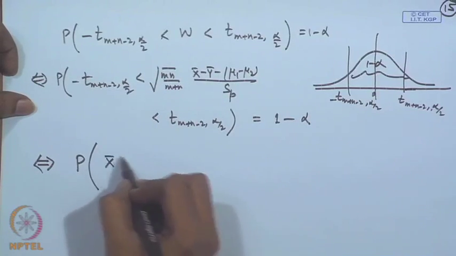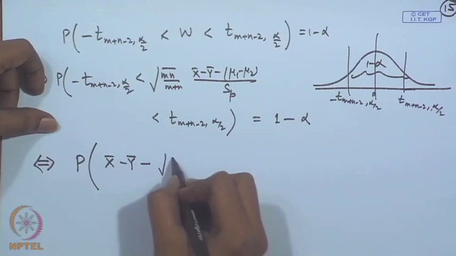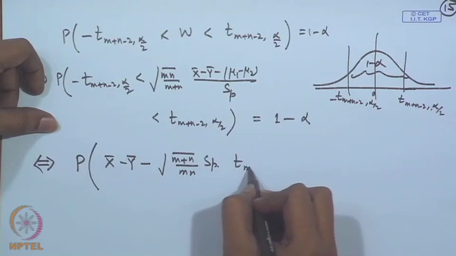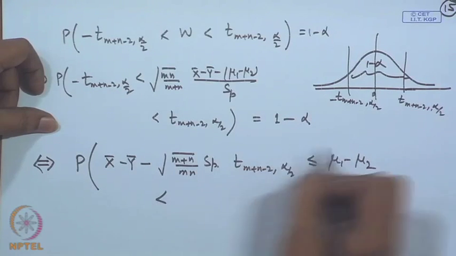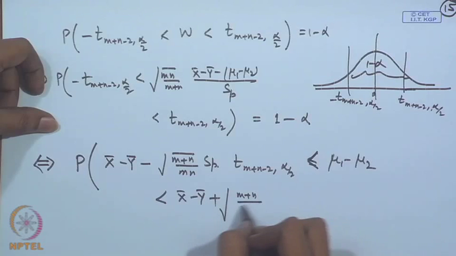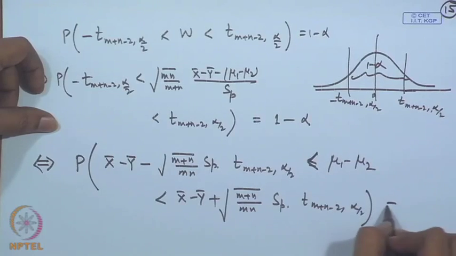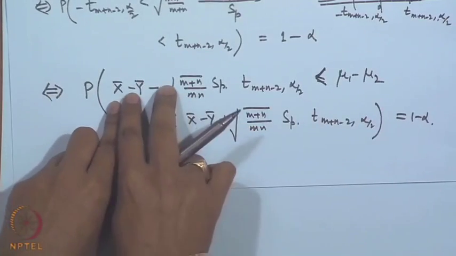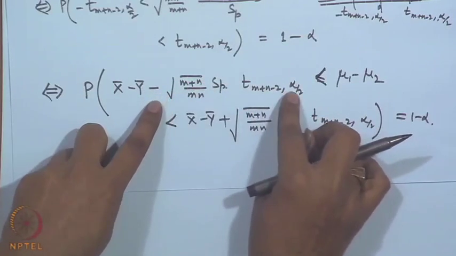That statement will then be: x bar minus y bar minus root (m+n) by mn S_p t_{m+n-2, alpha/2} less than or equal to mu 1 minus mu 2 less than x bar minus y bar plus root (m+n) by mn S_p t_{m+n-2, alpha/2}. This is equal to 1 minus alpha. So, we get the 100(1 minus alpha)% confidence interval as x bar minus y bar plus or minus root (m+n) by mn S_p t_{m+n-2, alpha/2}.